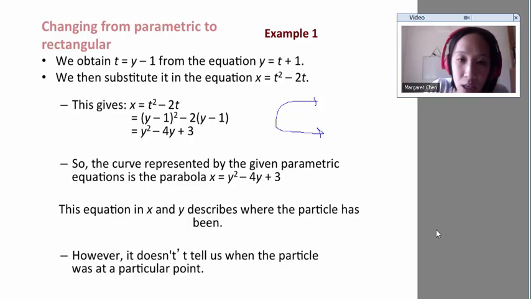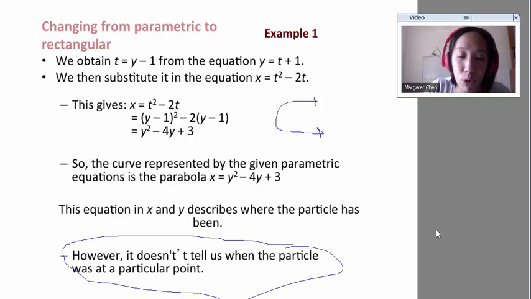Rectangular, you won't be able to see where you are at a specific point. So this is what I mean by, however, it doesn't tell us when the particle is at a specific point. This is for rectangular coordinates. If you change it into parametric, you will be able to tell where your point is at a specific time.